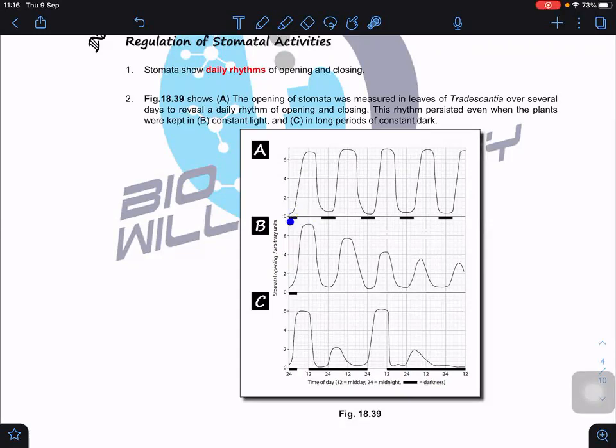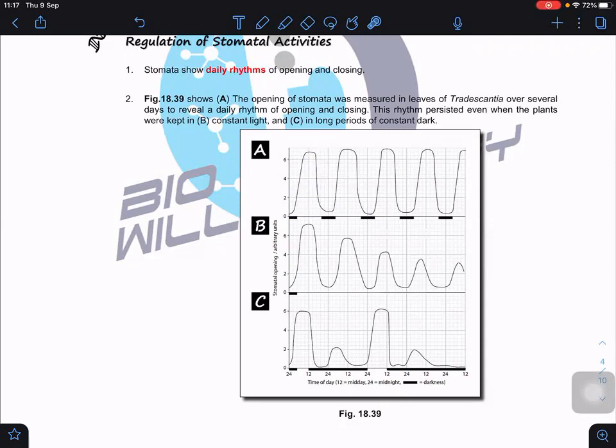So nighttime, daytime, nighttime, daytime. We can see that during the daytime, because the plants carry out photosynthesis, the stomata open. At night, they close. Open, close, open, close. Can you see that? It shows a daily rhythm of opening and closing of the stomata.